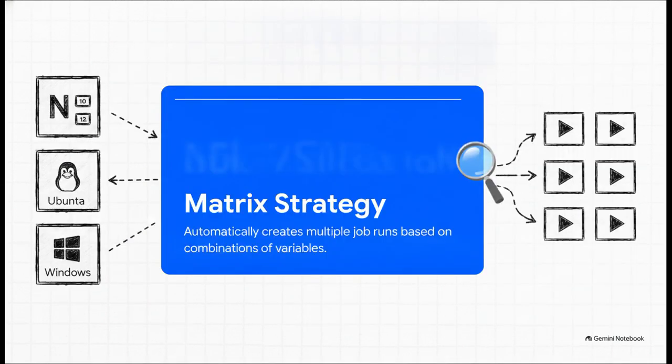Enter the matrix strategy. And no, not the movie. It's a configuration that automatically creates multiple job runs based on variable combinations. Imagine you need to test your application on Node.js versions 10, 12, and 14, and you need to test it on both Ubuntu and Windows. Well, instead of writing 6 separate jobs, you just write one single job, define the matrix variables, and GitHub Actions automatically multiplies them out for you. It scales your testing exponentially without making you write redundant code.